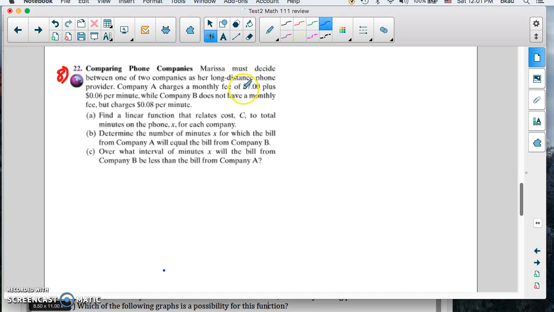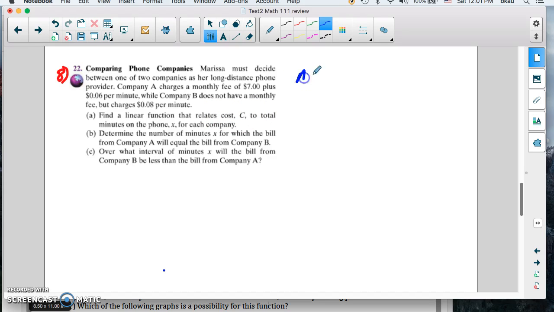It says we have two different companies that have long distance phone providers. One charges a monthly fee of $7 plus 6 cents per minute, and the other one does not have a monthly fee but charges 8 cents per minute. It says find a linear function relating cost to the total minutes for each company, so let's do that.